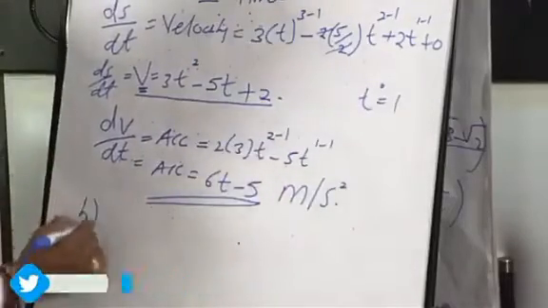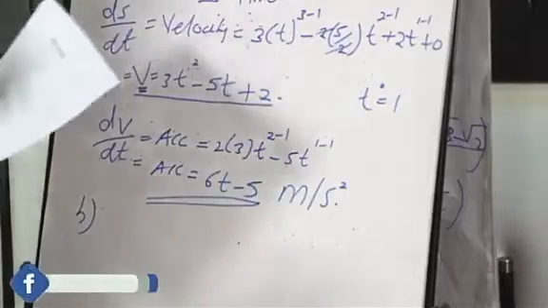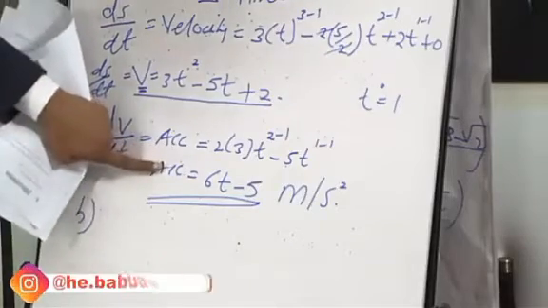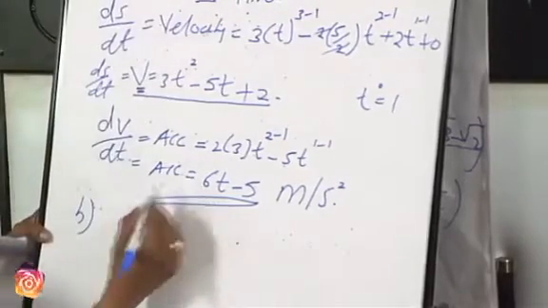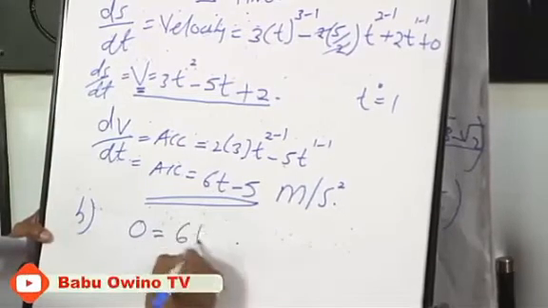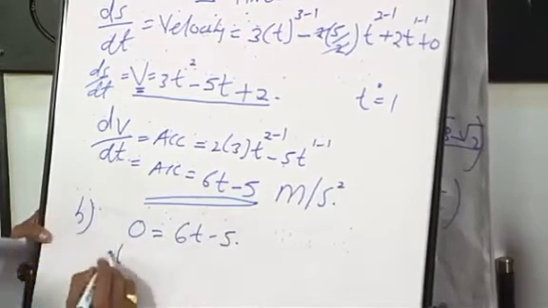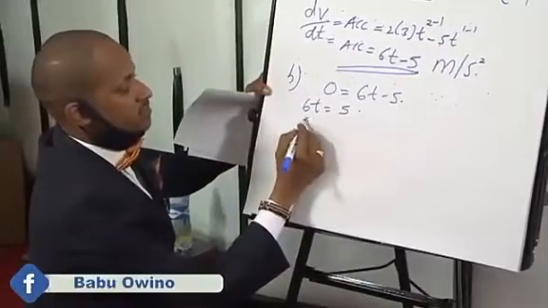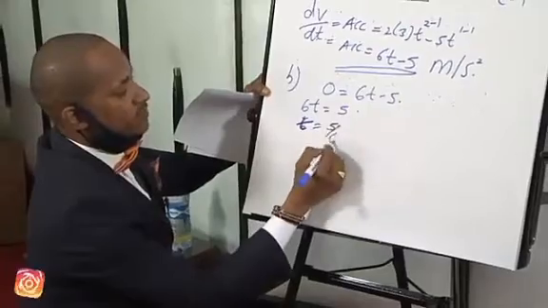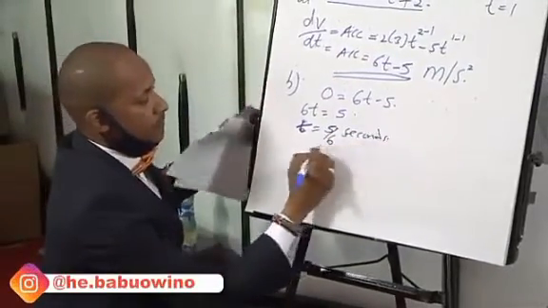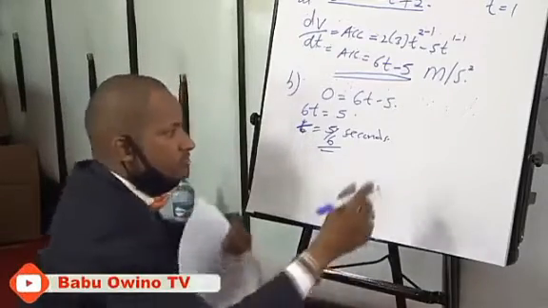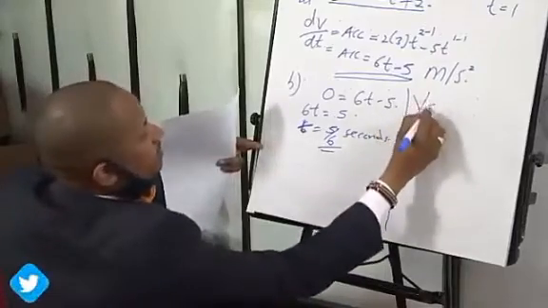Part B of the question says find the velocity when acceleration is 0. When acceleration is 0, where is our acceleration? This is our acceleration equation. So when acceleration is 0, we have 6t minus 5 equals 0. We want to find the value of t. When 5 crosses to the other side it becomes positive, so 6t is equal to 5. This gives us t as 5 over 6 seconds. But the question wants velocity when acceleration is 0.